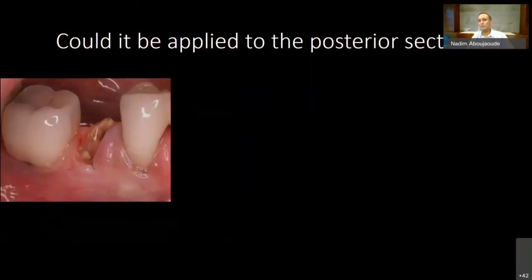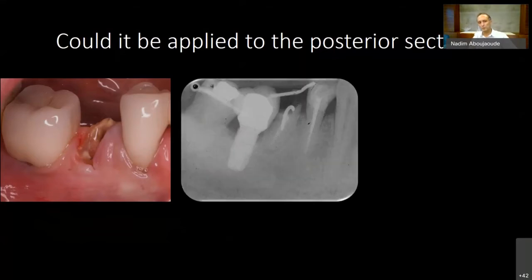Could it be applied to the posterior sector? Let's see here. We can see that we have an affected premolar, a compromised situation. The patient has an implant next to this tooth and it's suffering from peri-implantitis. She refused to have an implant placed on this one. And she said, I'd rather preserve the tooth even though it is a very short tooth. Look what we can do.